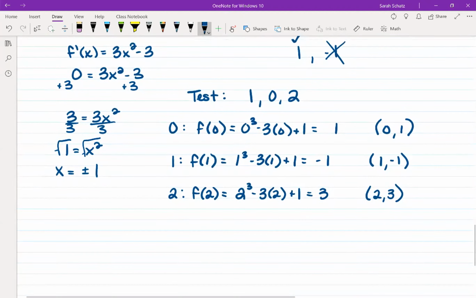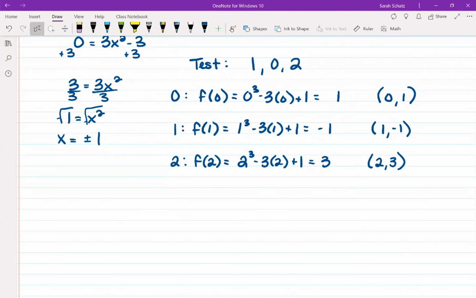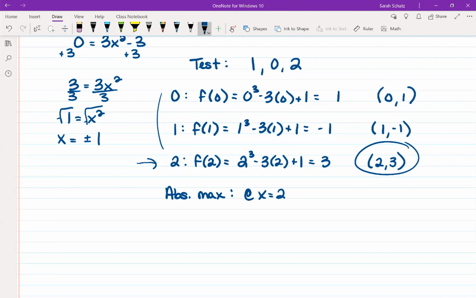So out of these 3 values, we compare, right? The absolute maximum value is going to be the highest y value. Make sure that when you're comparing, you are comparing the y values and not the x values. Obviously, the highest x value is easy to find. It's going to be at the bottom of your list, right? We are looking for y values. So the highest y value is the 3. So the absolute max occurs at x equals 2, and the value there is 3.